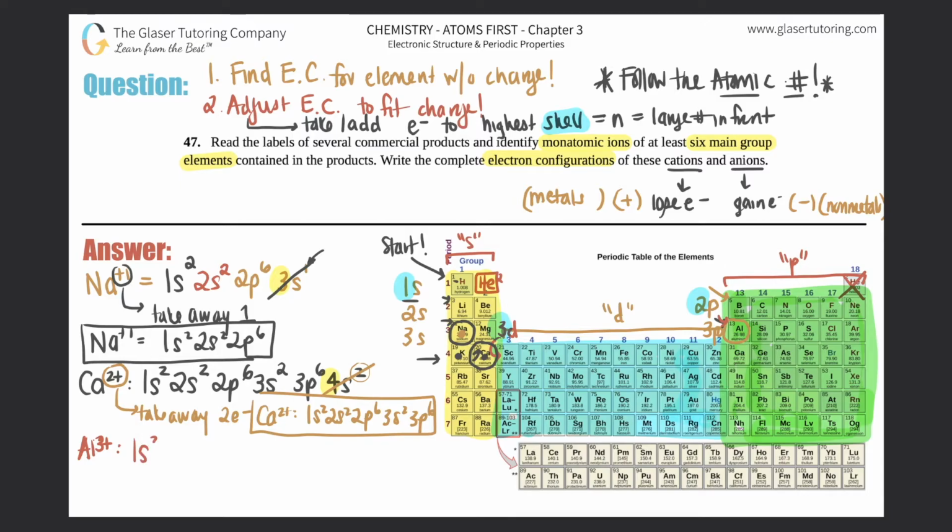That's 1s2, 2s2, 2p6, right? Because we got to collect all of that. Now we're at number 11. We're at 3s2. And now we just need to collect this 1 dot over here. So that's a 3p1. Now let's adjust.